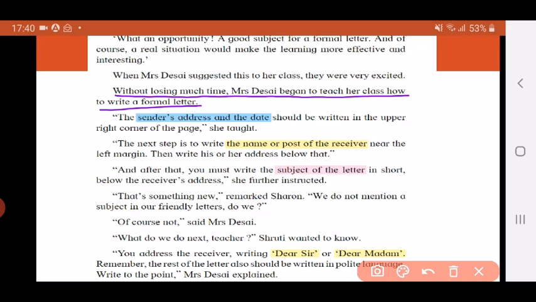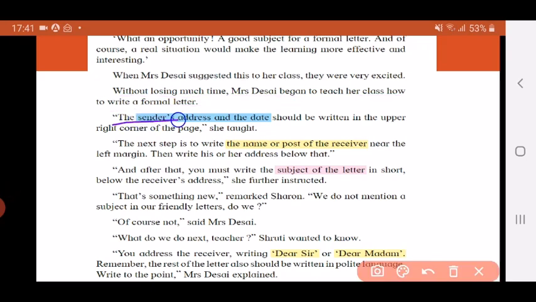So tomorrow when you have to write a formal letter, maybe to your teacher or to your principal, you can write this letter because you have learned how to do it. So pay attention.